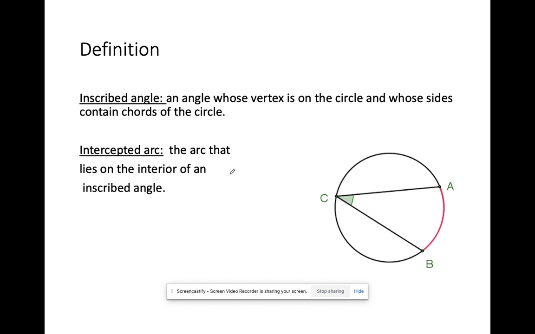The first thing we have is an inscribed angle. So an inscribed angle is going to be an angle that has a vertex on the outside edge of the circle, and then each of the sides of the angle is going to form a chord of that circle. So it's going to go from one side of the circle to the other. So this angle here that's marked is the inscribed angle. And then the arc that goes on the exterior edge of the circle from end to end of that inscribed angle is called the intercepted arc.